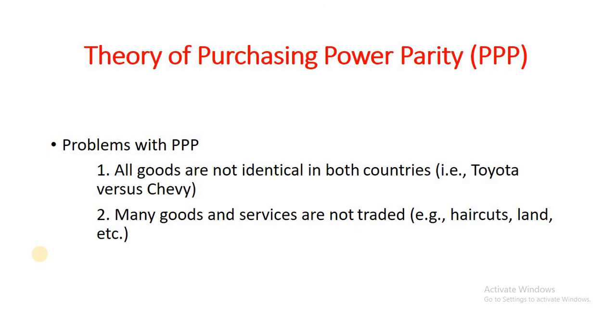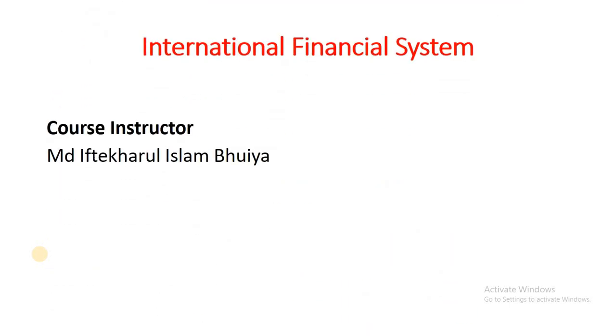Secondly, there are many goods and services which cannot be traded. For example, you cannot trade haircuts, you cannot trade lands. So for these sort of goods and services, you cannot apply the theory of purchasing power parity or law of one price. That's all about this lecture.